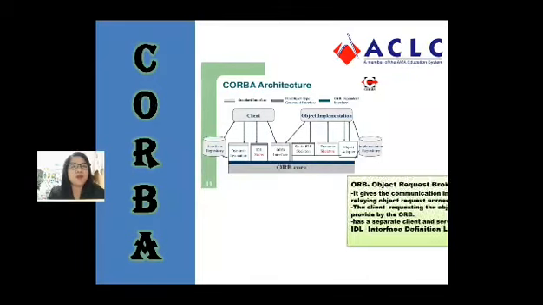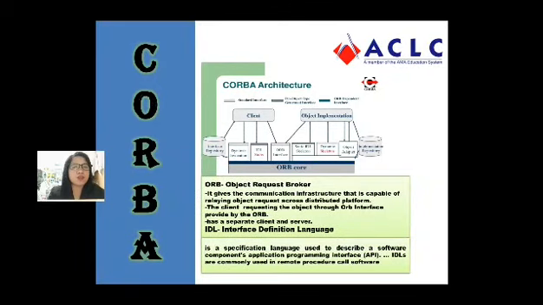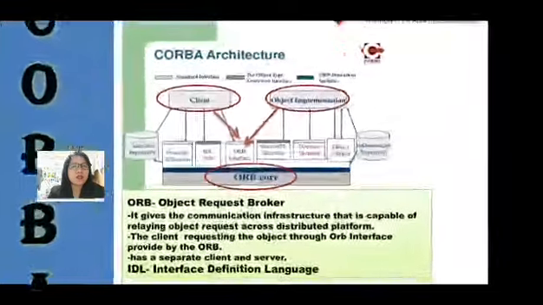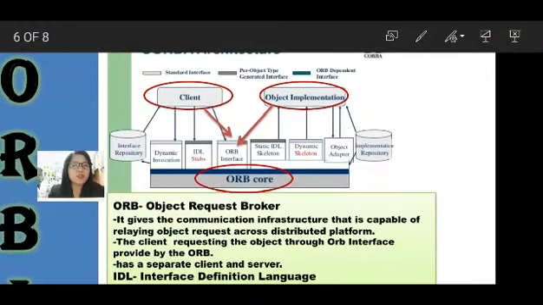This is an example of CORBA architecture. It consists of two systems, the client and the object implementation, also known as the server. On the client side, it consists of the interface repository, dynamic invocation, IDL stubs, and ORB interface. On the object implementation side, it consists of the static IDL skeleton, dynamic skeleton, an object adapter, and implementation repository. Client and server communicate through the ORB core.